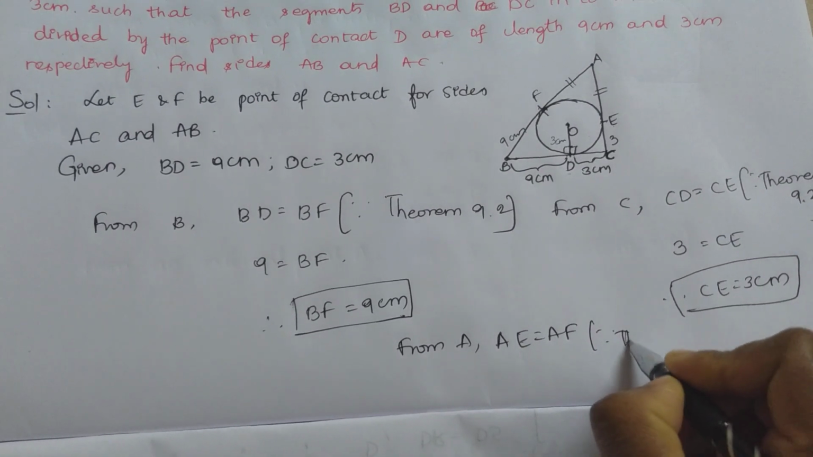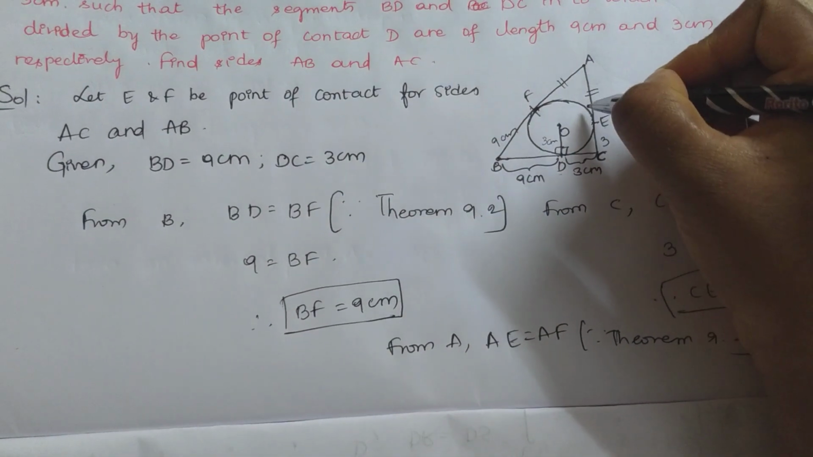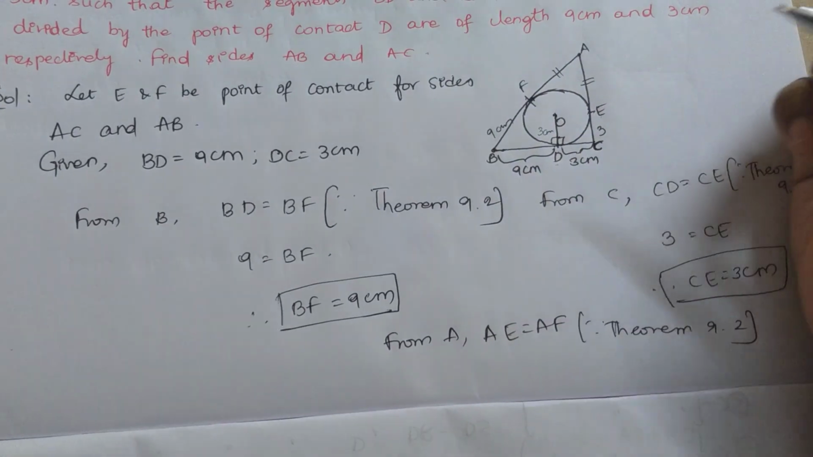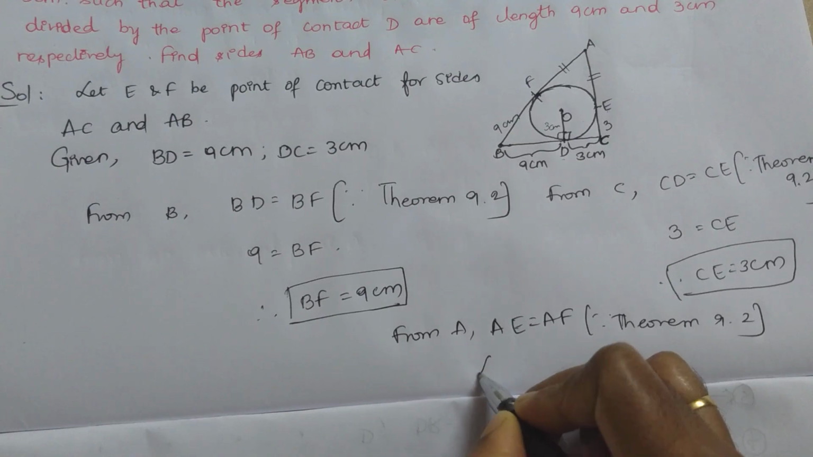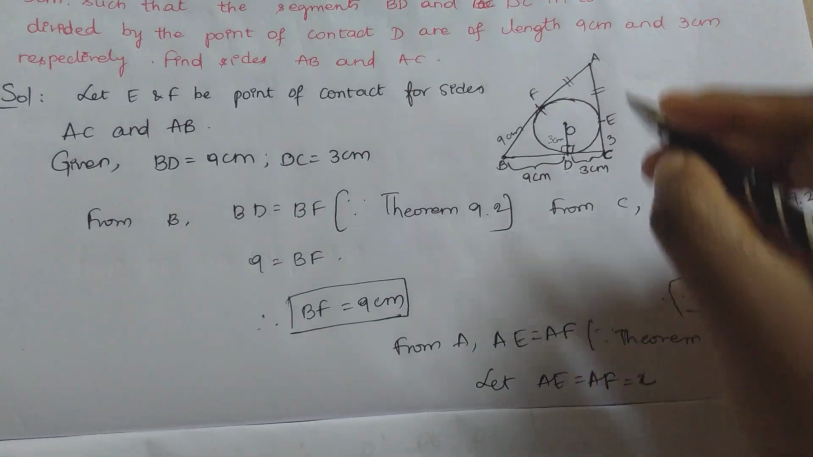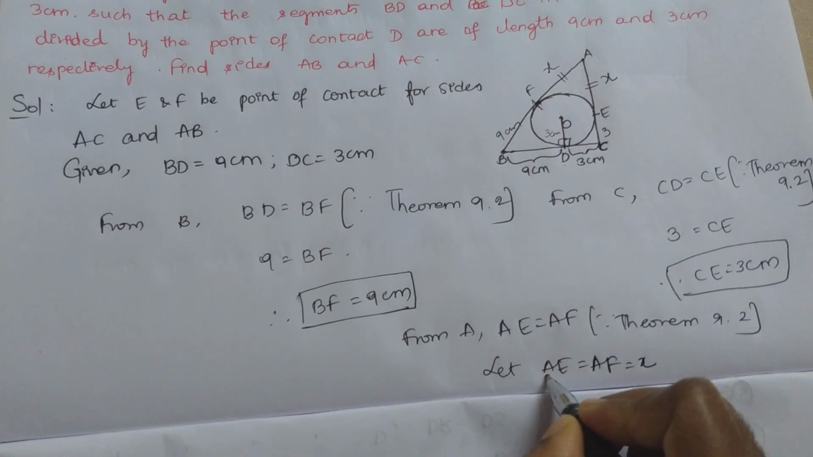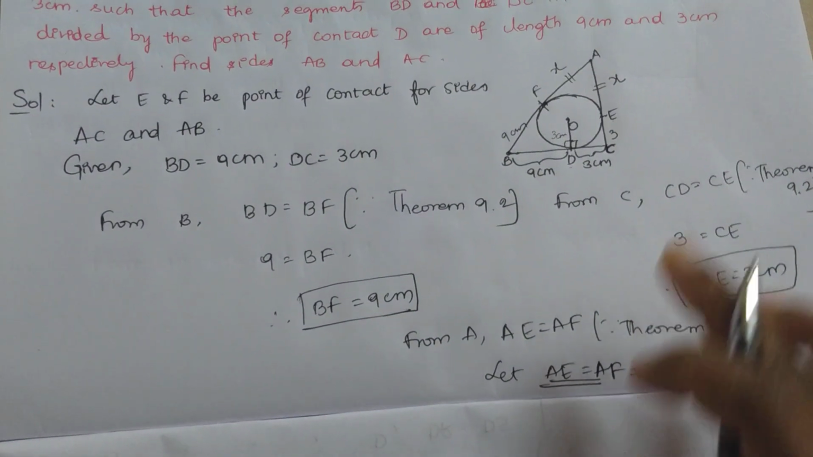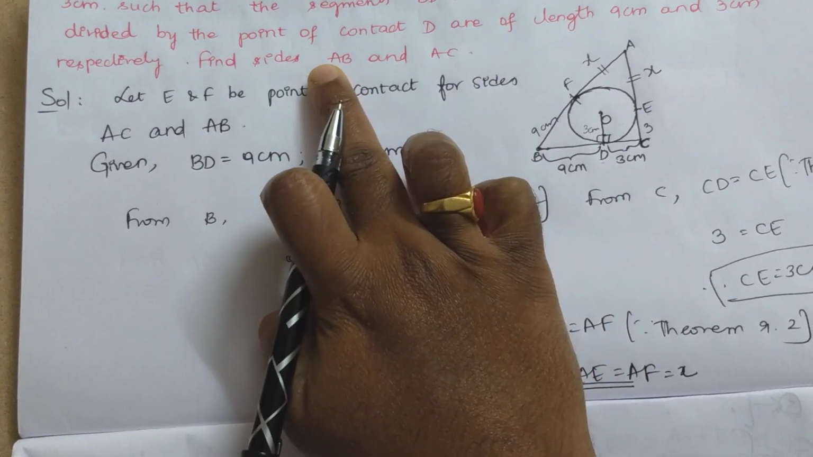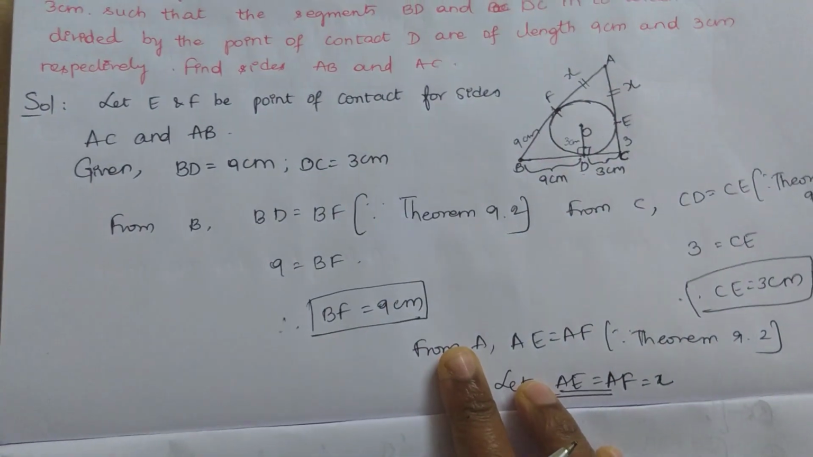Since theorem 9.2, the lengths of the tangents drawn from an external point to the circle are equal, AE equals AF. Let AE equals AF equals X. I am assuming it as X. If one is X, the other automatically becomes X. So now we need to find out this X. When you find the value of X, then automatically you can find the lengths of side AB and side AC also.